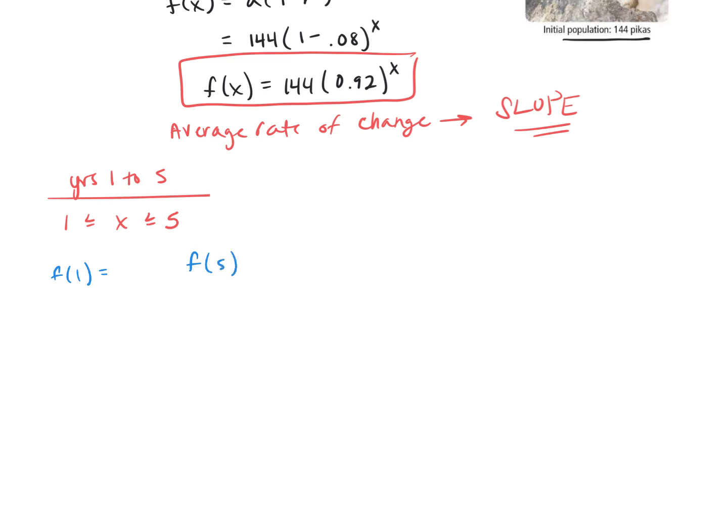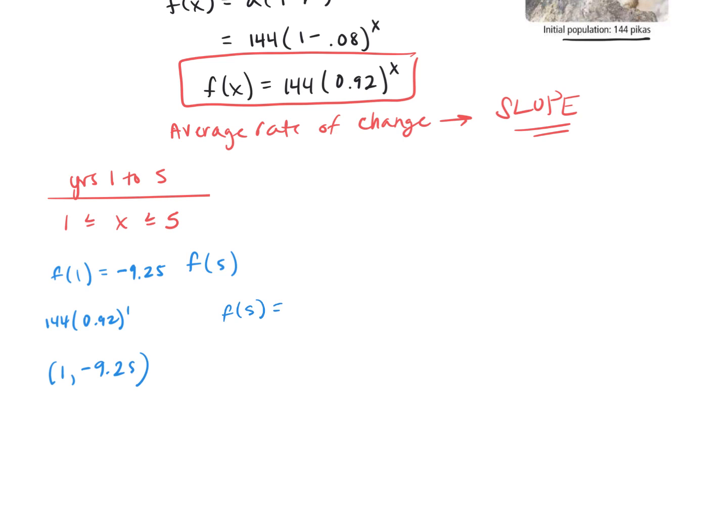So f of 1 is just taking our model, 144 times 0.92 to the first power, plugging in a 1 for x, and we get back 9.25. So that gives us an ordered pair. We plugged in a 1 for the x, we got back a 9.25 for the y. So again, f of 1, we're just plugging a 1 in and using our model to get the y value. Well, now we need to find f of 5.